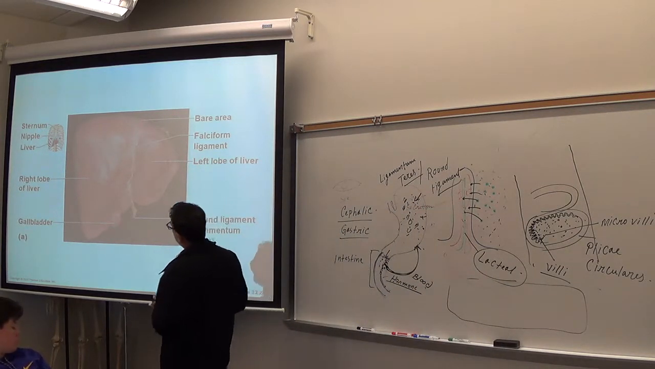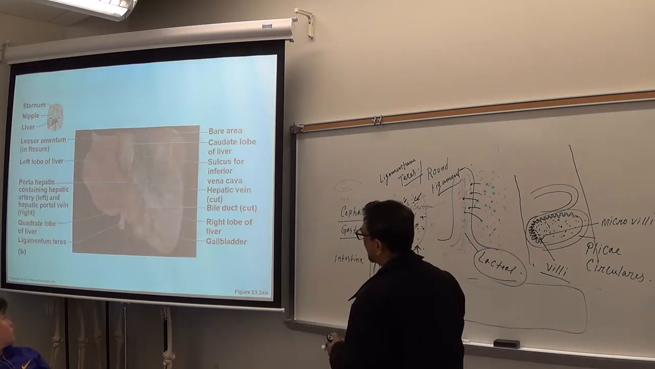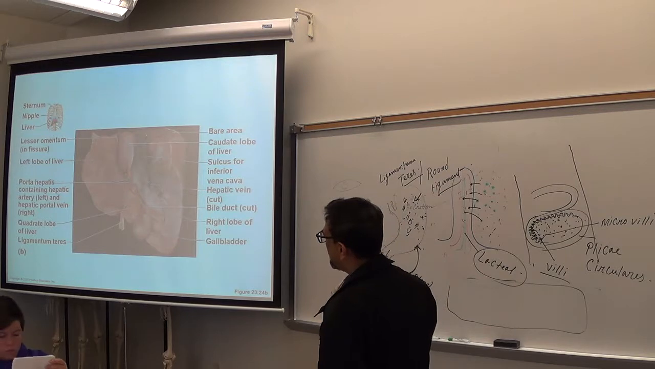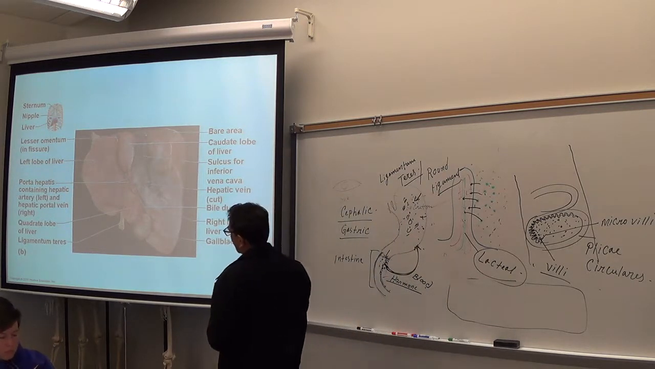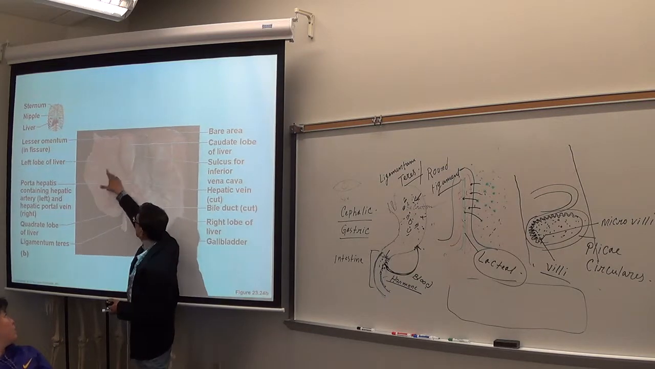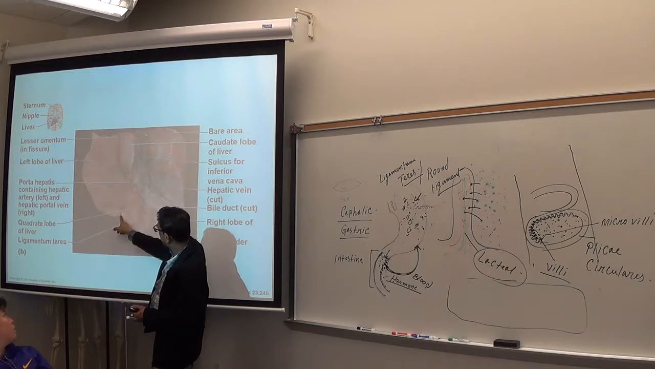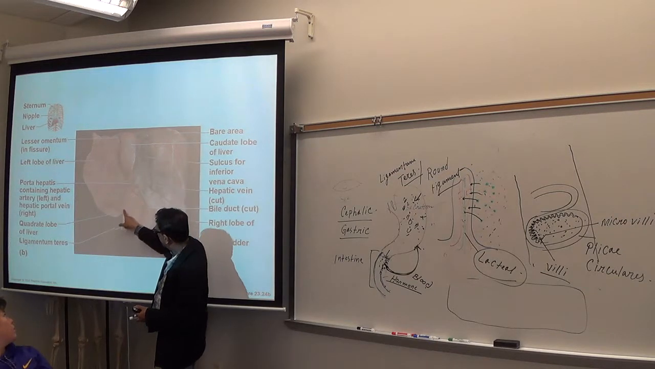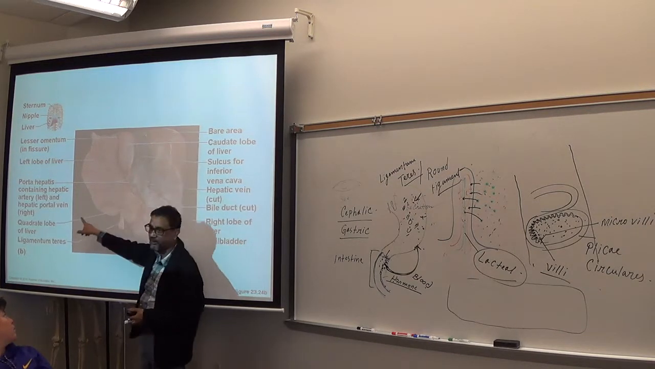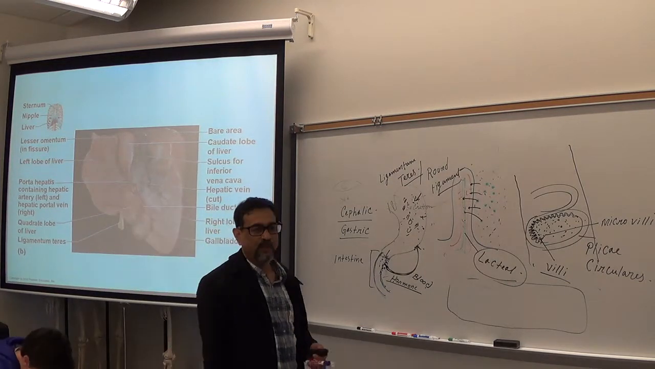Okay. Now, if you see the inferior and back of the liver, you can see other two lobes here. This is the right lobe, this is the left lobe, and these are the other two lobes, this one and this one. This one, if you look carefully, is rectangular. That's why it is called quadrate lobe. Make sense? 4 angles, quadrate.